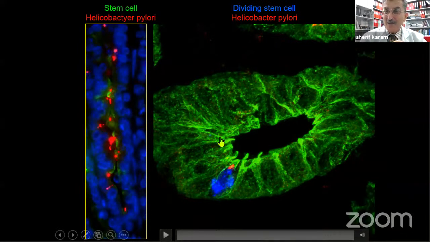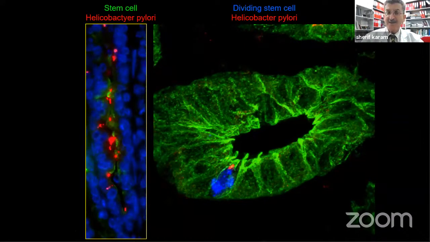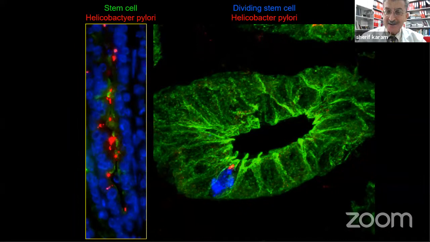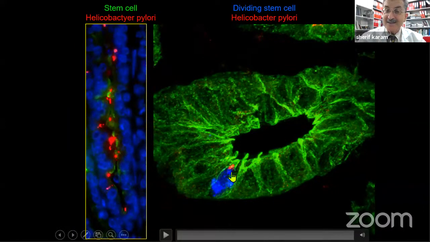And the animal was injected with bromodeoxyuridine. So the blue color that you see here is a nucleus in which the DNA has incorporated the bromodeoxyuridine. So this cell here, at the time when it was captured, was in the S phase of the cell cycle. So it is a dividing stem cell or a dividing progenitor cell. And you can see that it is also labeled with the marker for H. pylori. These are actually multiple images that are stacked together. If I move the slide, I hope you can see it moving also.